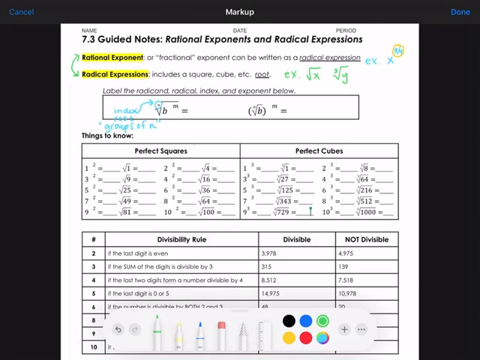Within the radical symbol, that's what this is here, it's just a radical symbol, we have the radicand, which is what is under the radical symbol. So this is called the radicand. And then finally, you could possibly have an exponent as well.